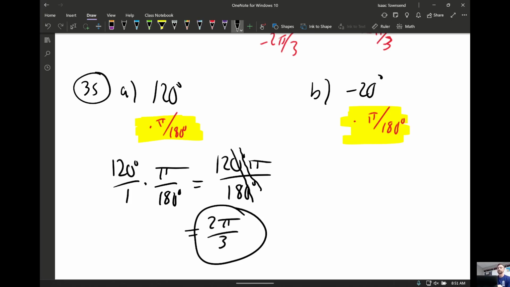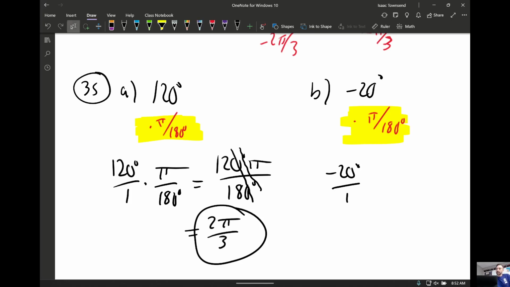So you always just have to do pi over 180 if it's degrees to radians. If it's radians to degrees, it's 180 over pi. That's where I think it helps to actually think about the units, because then you're not trying to memorize when is pi in the numerator and when is pi in the denominator. So same thing over here.